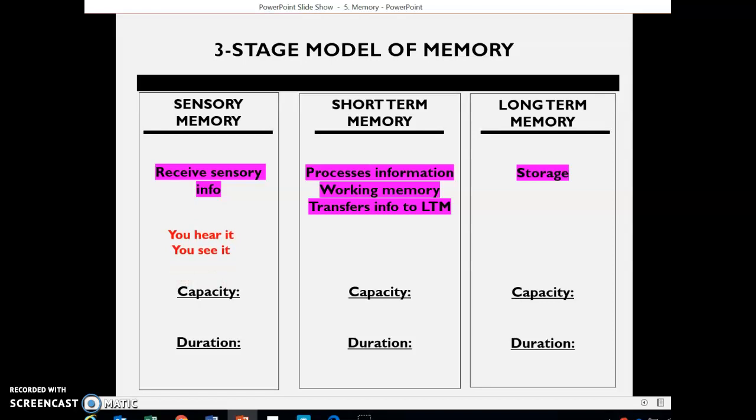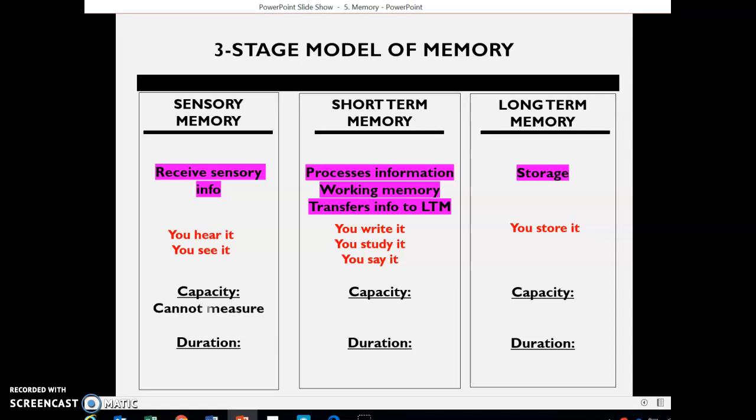So for instance, you see it, you hear it, you taste it, you touch it. That instant we begin to pay attention to it, we move it over into short term where we're trying to analyze it, we're trying to understand it, we're trying to respond to it. So anytime, again, we're processing information, we're going to be working in that short term or working memory. And then, of course, in long term, we're going to store that information.